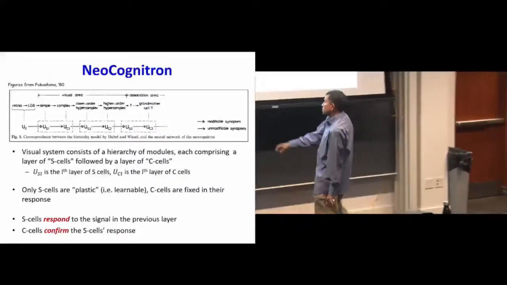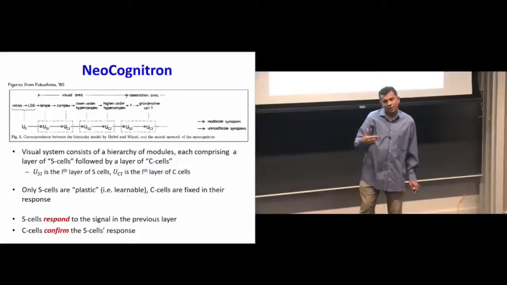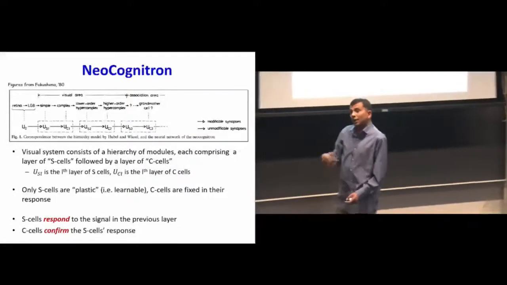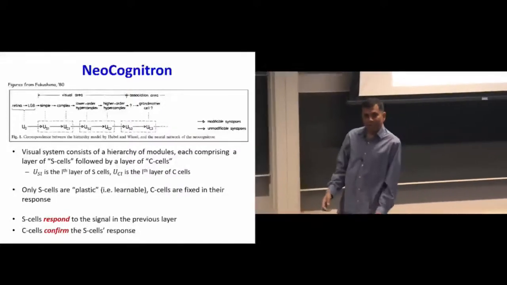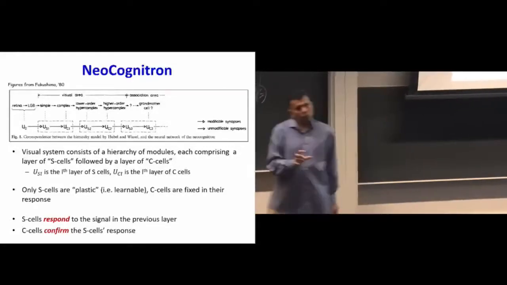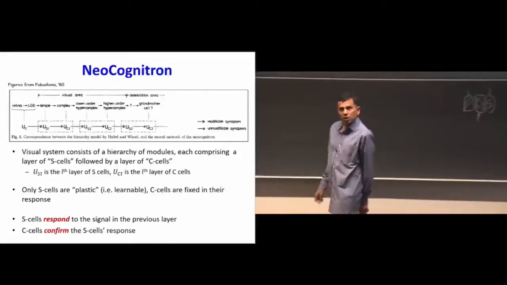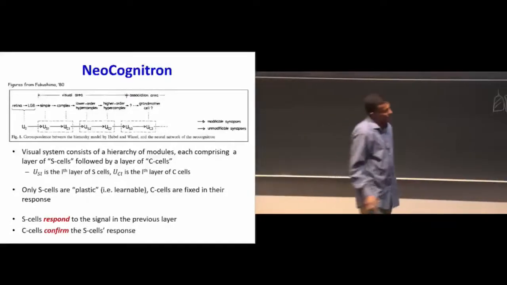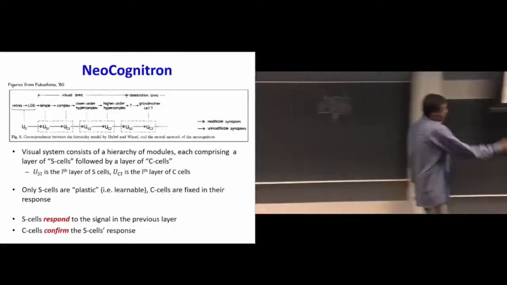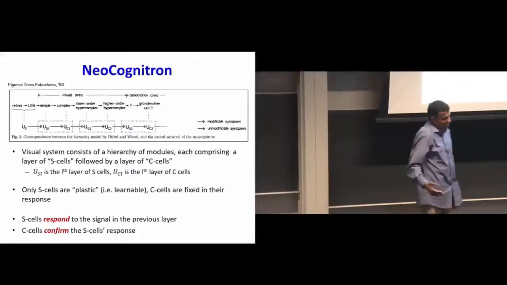Now, in each group, only the S cells are plastic. Only the S cells actually learn. The response of the C cells is fixed. So the S cells respond to this, and the way they are connected, each layer of S cells responds to the output of the C cells in the previous layer.